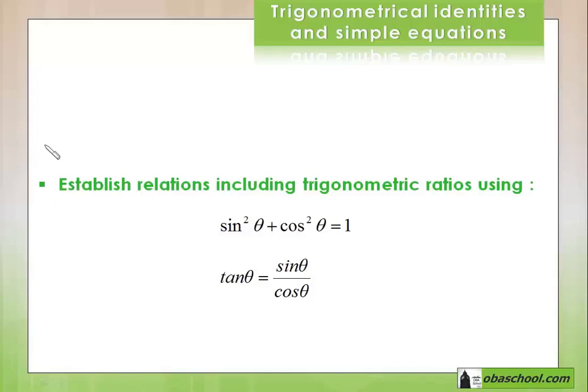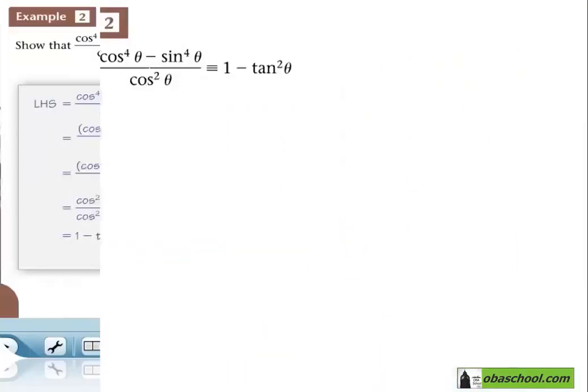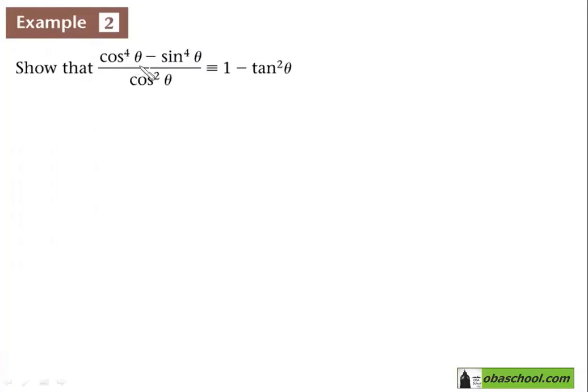We are going to learn about establishing relations including trigonometric ratios using the basic trigonometric identities. Look at this example. We are required to show that cosine to the power 4 theta minus sine to the power 4 theta over cosine squared theta is equivalent to 1 minus tan squared theta.